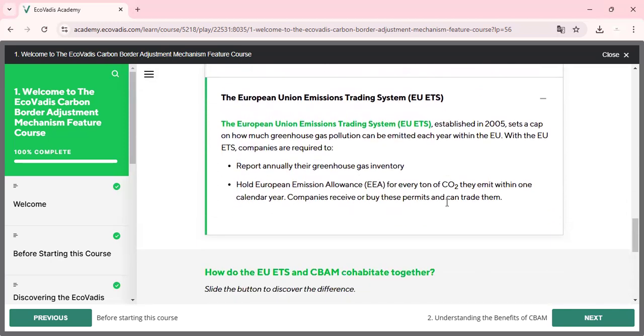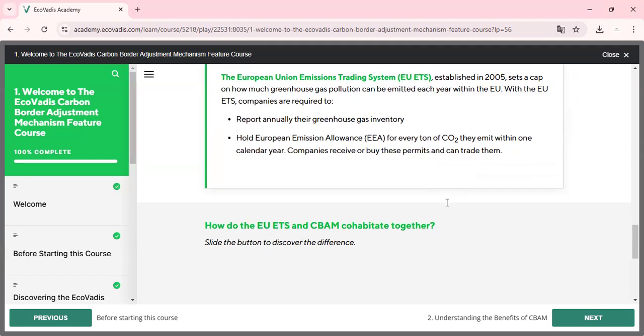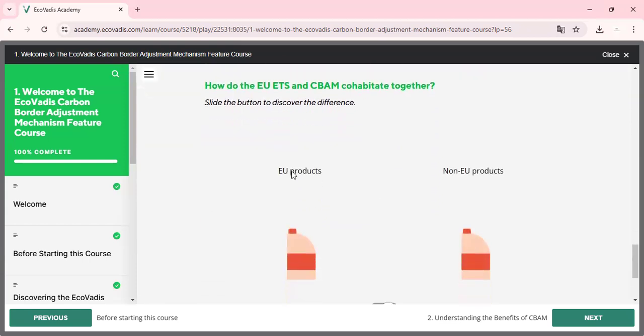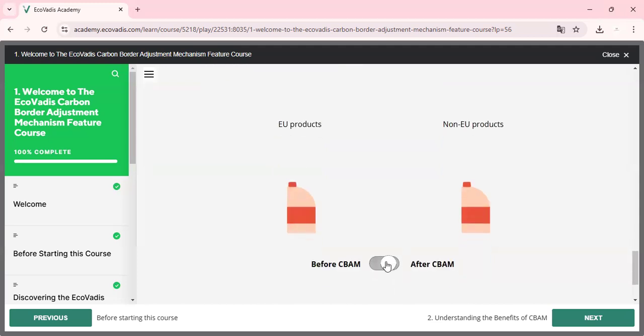The European Union Emissions Trading System, EU ETS, established in 2005, sets a cap on how much greenhouse gas pollution can be emitted each year within the EU. With the EU ETS, companies are required to report annually their greenhouse gas inventory. They are also required to hold European Emission Allowances, EEA, for every ton of CO2 they emit within one calendar year. Companies receive or buy these permits and can trade them. How do the EU ETS and CBAM cohabitate together?